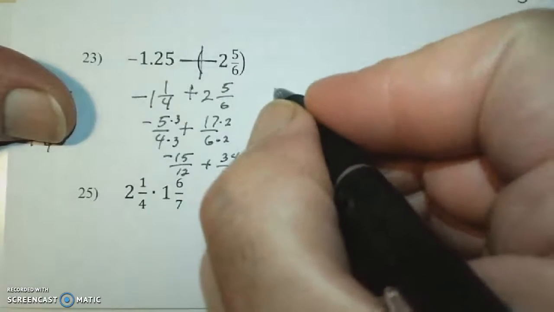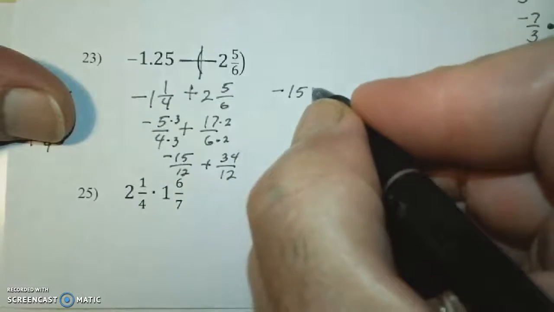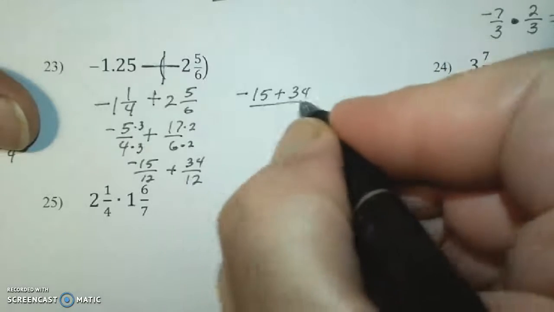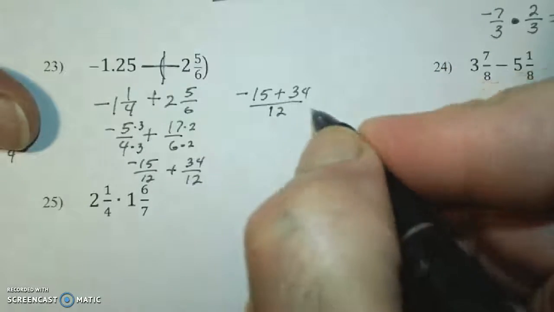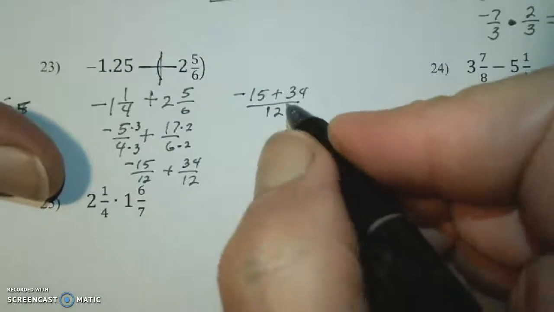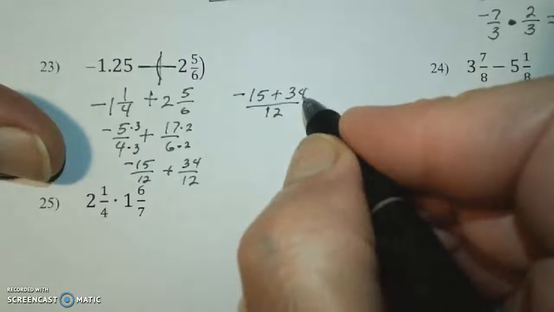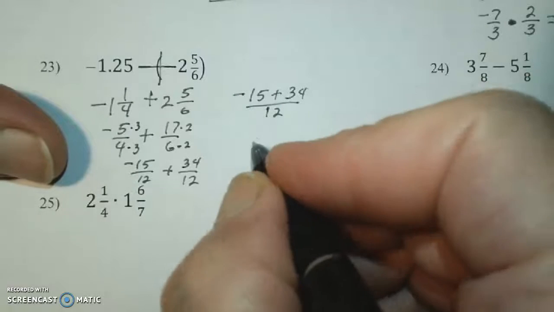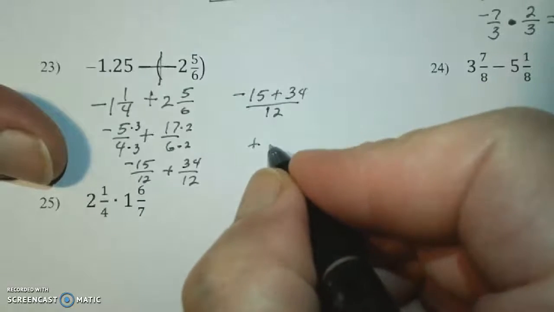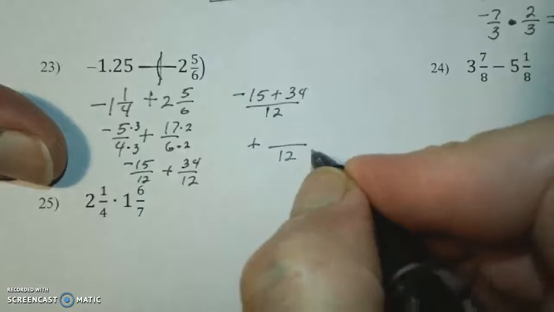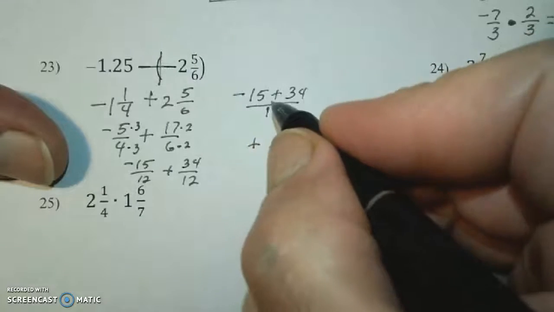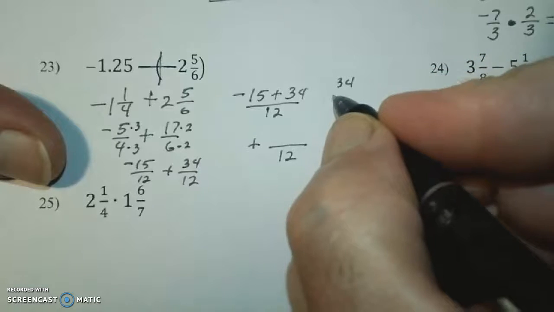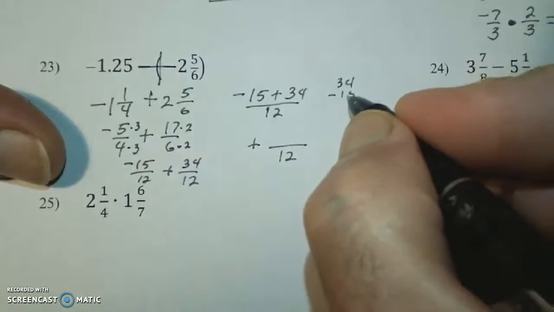I'm going to move over here. Put it over one denominator. Negative 15 plus 34/12. They're different signs, so you have to subtract. The answer, the larger amount, is positive. We're going to get a positive something over 12. To subtract these, put the bigger number on top. 34 is on top. You want to subtract 15 from it.